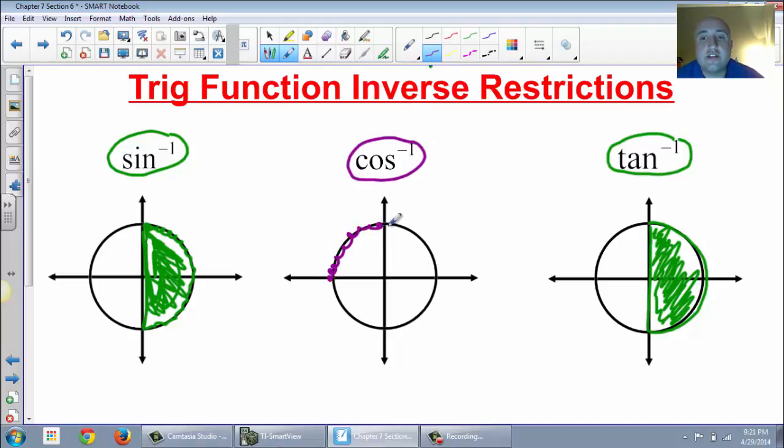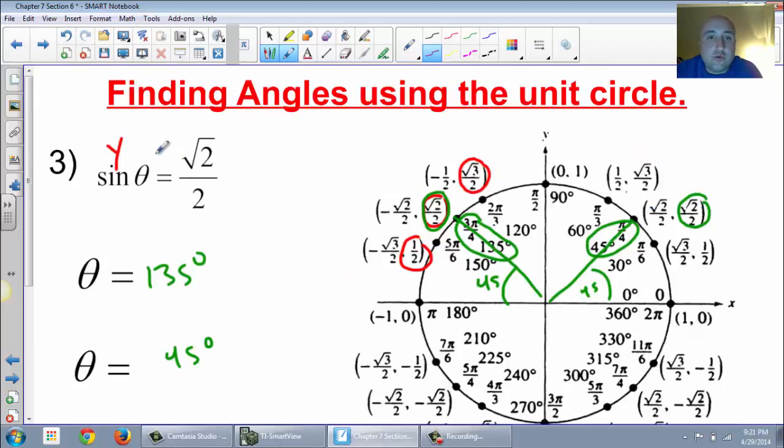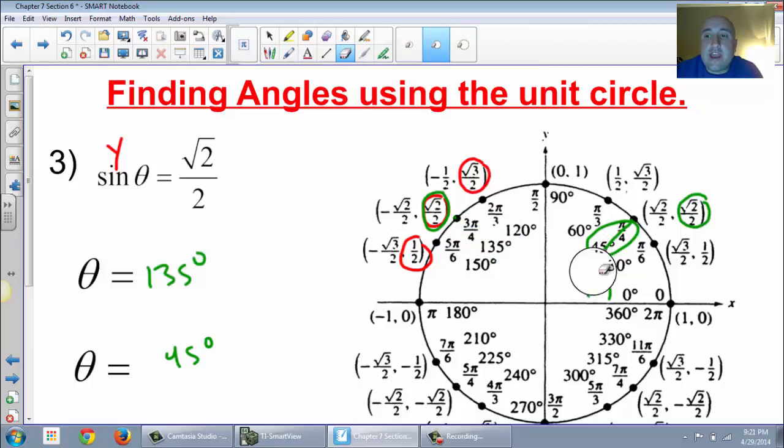Cosine is the top half of the unit circle. Okay, so that is how you determine where your angle should be located. All right, so now if we go back to this answer, remember sine is the right hand side. If we go back to the unit circle, we're trying to find sine, and there's two answers, 45 and 135. So how do we determine which one is the actual answer?